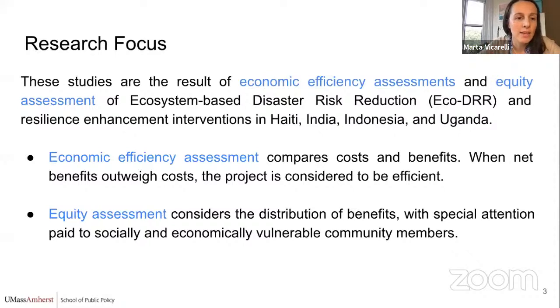An efficiency assessment is a comparison of the total cost and the current and projected benefits. And in the framework of an efficiency assessment, when the net benefits are positive, then the project is considered to be efficient. The equity assessment was necessary as a complement of the efficiency assessment, because when we assess efficiency, we do not focus on how the benefits are distributed, but it's very important to understand that aspect as well. And so we performed also an equity analysis to consider the distribution of benefits, particularly across vulnerable groups.